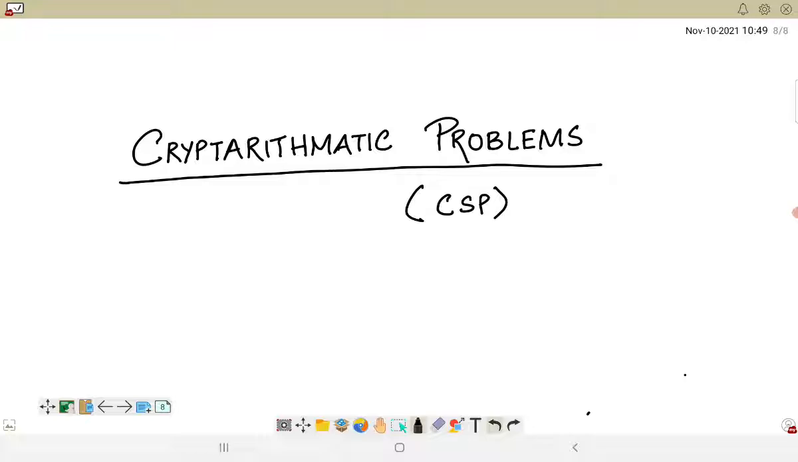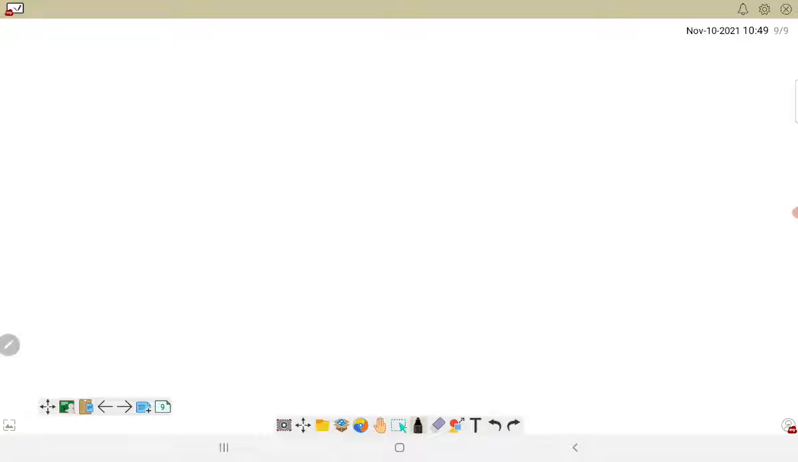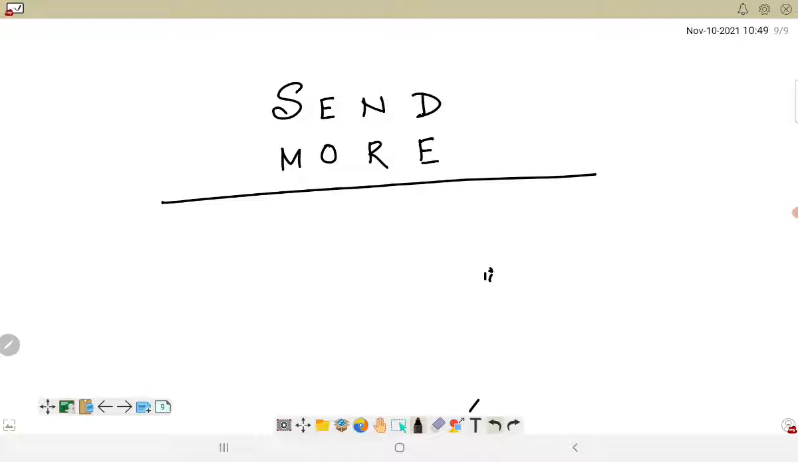So talking about cryptarithmetic problems, let us first consider the first problem. Suppose I am given a problem as this, which is SEND plus MORE, and the result here is MONEY.